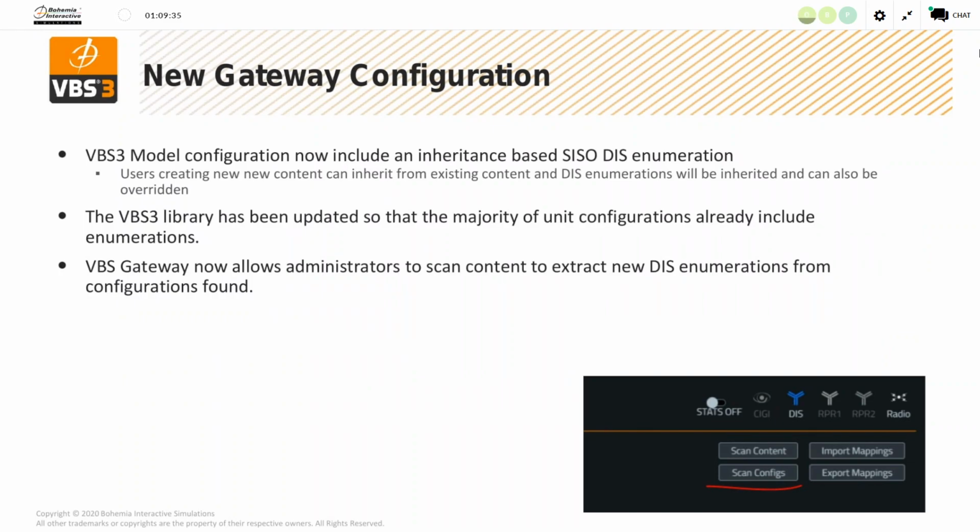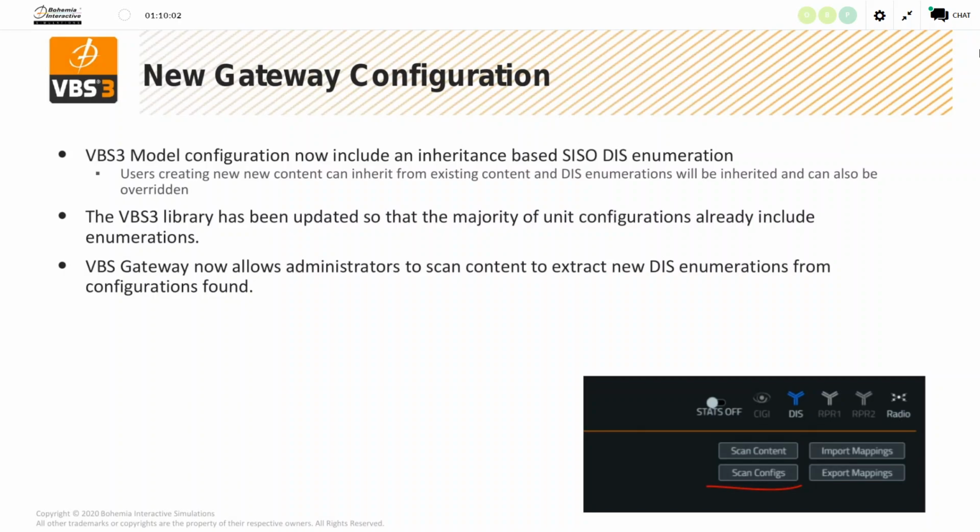We have some new gateway configuration. Gateway is our interoperability tool, so it supports DIS and HLA. We now include all of these SISO DIS enumerations as part of the configuration for the content. So if you are using our content, the DIS enumeration should be relatively correct, possibly not down to the variation, but at least to the type as close as we can find.